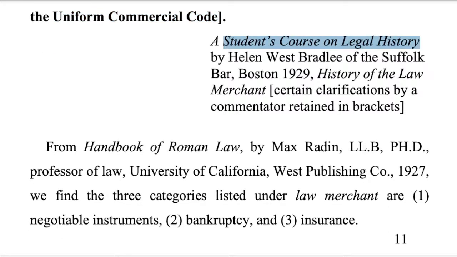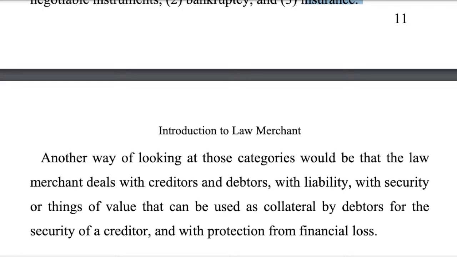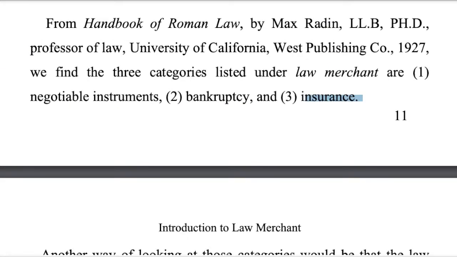That comes from a student's course on legal history and history of the law merchant. Wow. From Handbook of Roman Law by Max Radin, professor of law, we find three categories listed under law merchant: 1. Negotiable instruments, 2. Bankruptcy, and 3. Insurance. Oh boy. So those are your three things for law merchant: negotiable instruments, bankruptcy, and insurance.